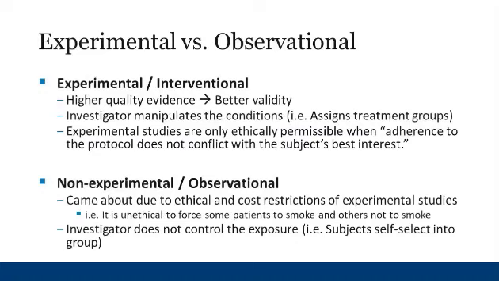One of the things to keep in mind about experimental studies is that they're only ethically permissible when adherence to the study protocol does not conflict with the subject's best interest. So an example would be, it's unethical to force someone to smoke and force someone else not to smoke. That would be an experimental study design. So observational study design came about due to these ethical and cost restrictions of experimental studies. In observational research, the investigator does not control the exposure. So subjects are self-selecting into their treatment group.